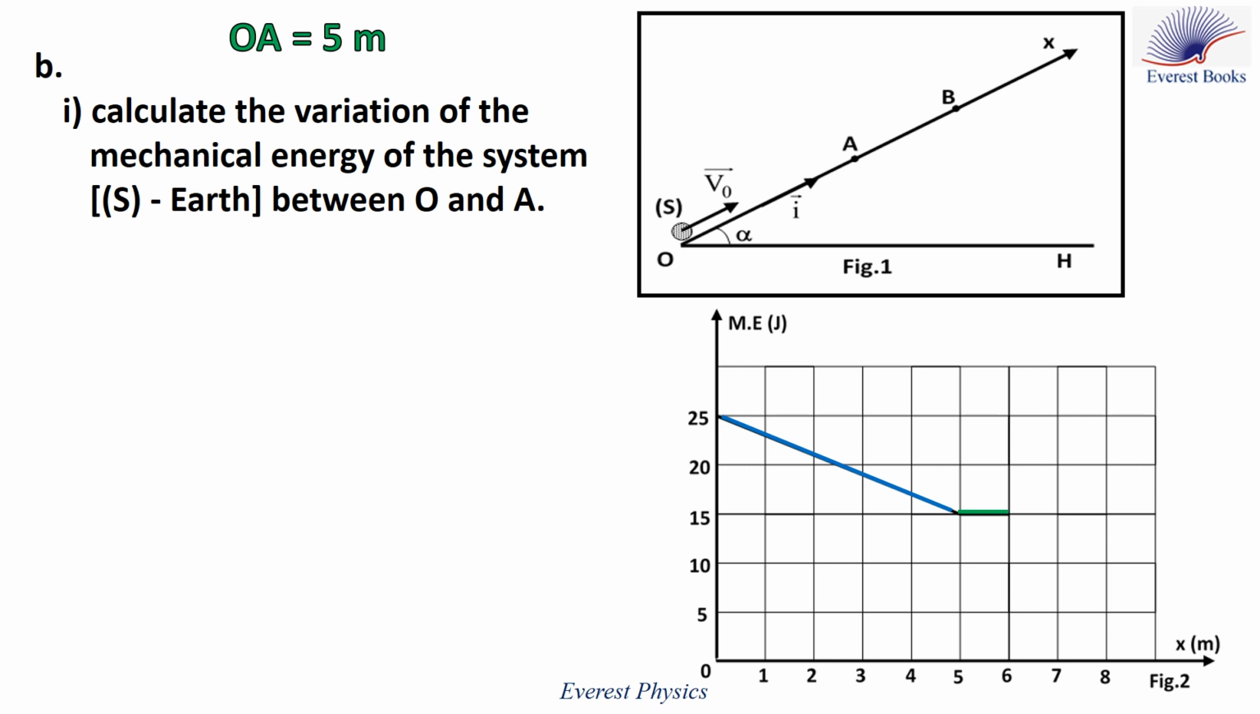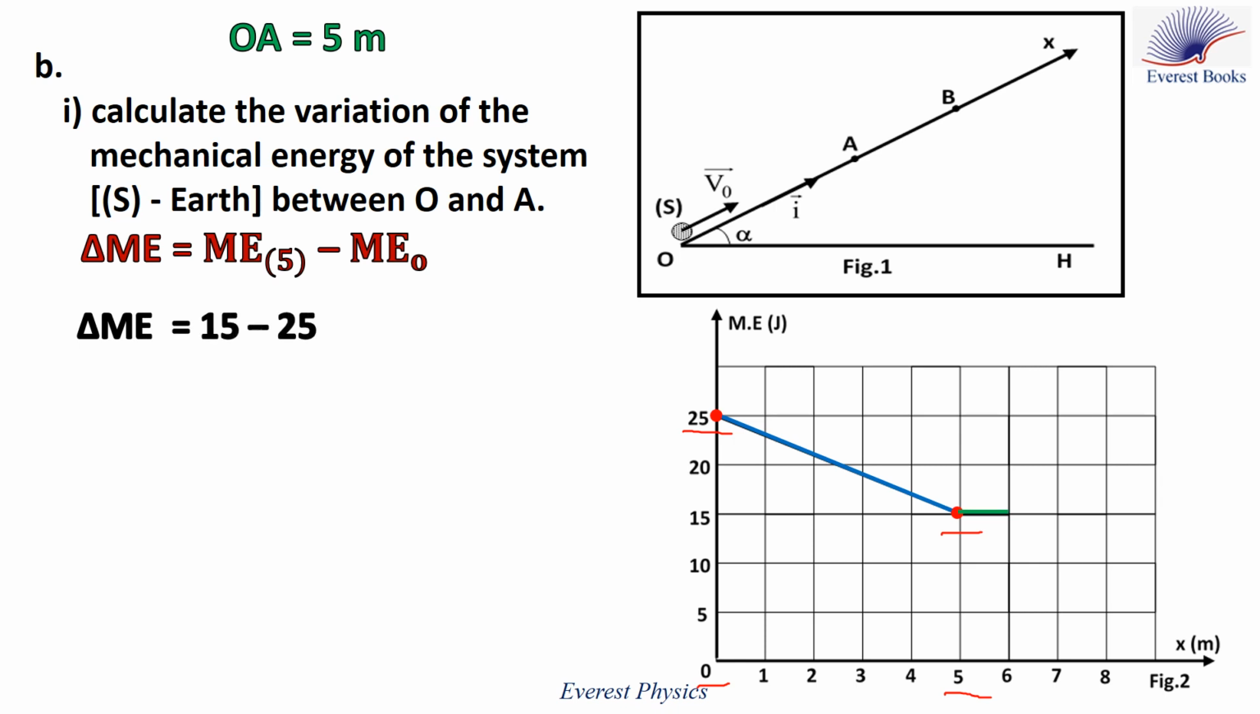B1. Calculate the variation of the mechanical energy of the system S-Earth between O and A. Look at the graph. For x equals 5 meters, the mechanical energy equals 15 joules, and for x equals 0, the mechanical energy equals 25. So ME at A minus ME at O equals 15 minus 25 equals minus 10 joules.